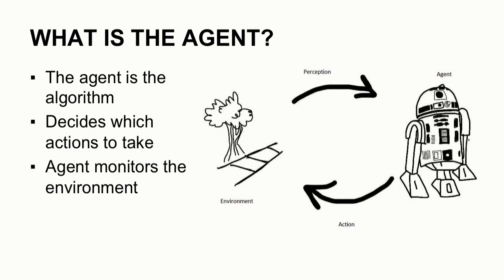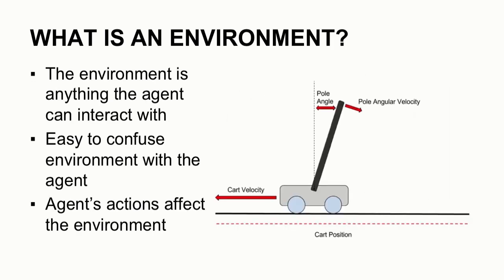The agent normally has some defined goal and can monitor or sense aspects of the environment. The environment is anything the agent can interact with. It is important to remember that it is easy to confuse environment and agent. For example, in a maze, the unit that moves is part of the environment, and it is the agent's actions that result in the unit moving within this environment.